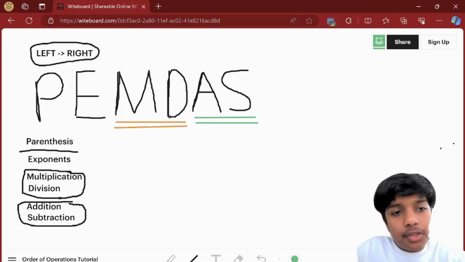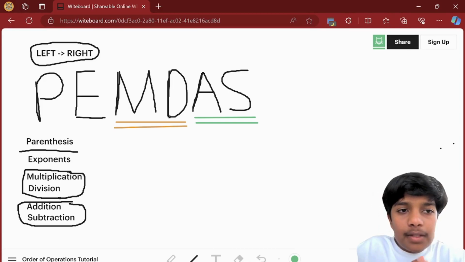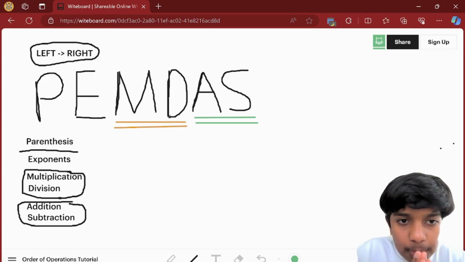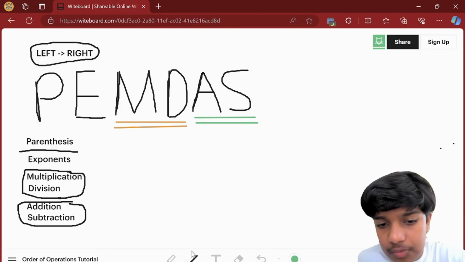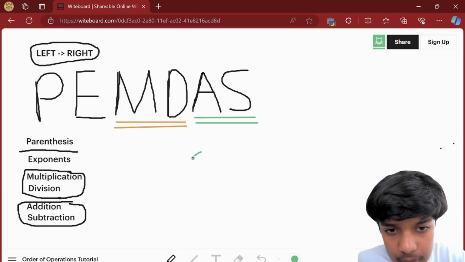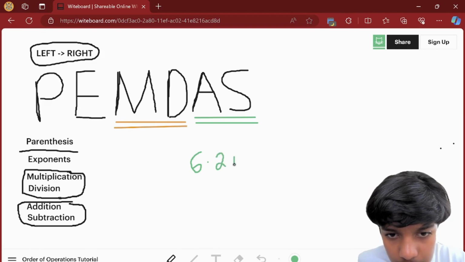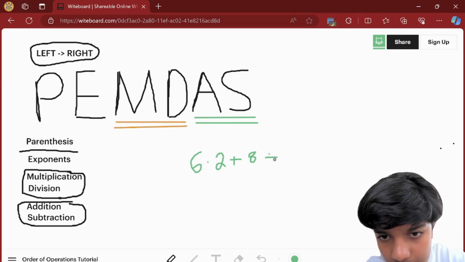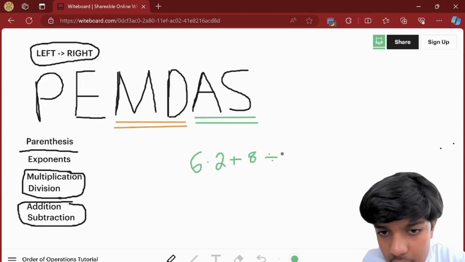And before multiplication and division is exponents, or numbers with exponents. And before exponents is parentheses. So, like I said before, it goes from left to right. What I mean here is, if you do 6 times 2 plus 8 divided by, let's say, 2.